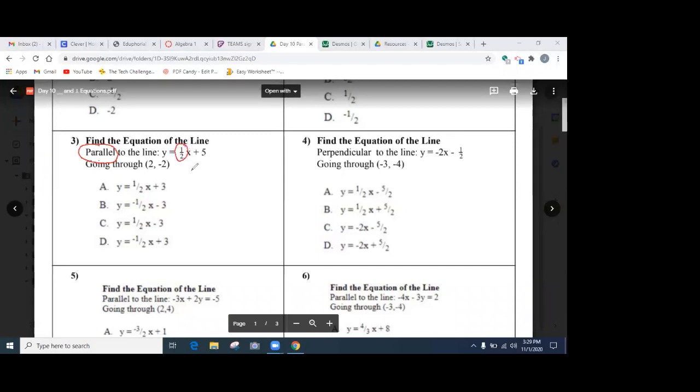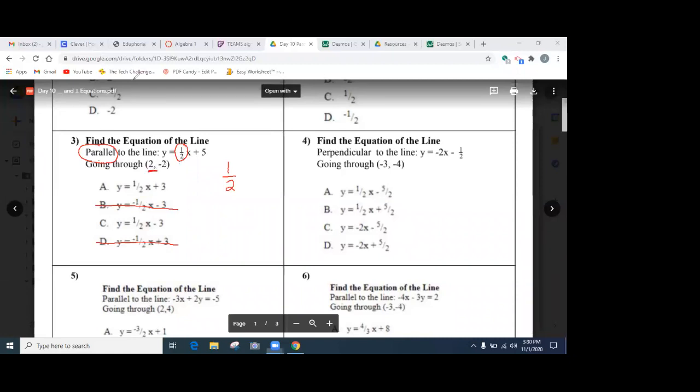It's going to be a positive 1/2. So what do we know about parallel slopes? They're the same. So my new slope should be a positive 1/2. And when I look at my answers, it can't be B because that's a negative 1/2. Can't be D because that's a negative 1/2. So I know it's got to be one of these two right here. So now I've got two lines and I have to see which one contains this point right here.